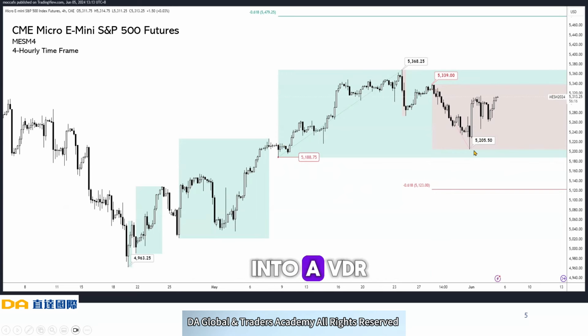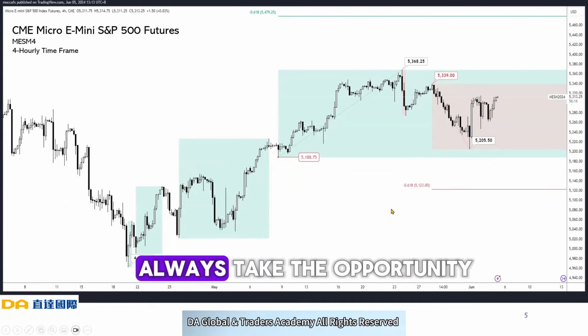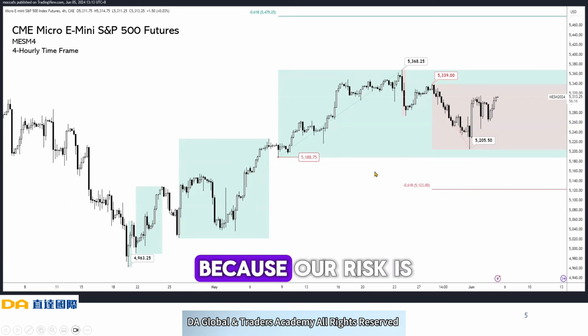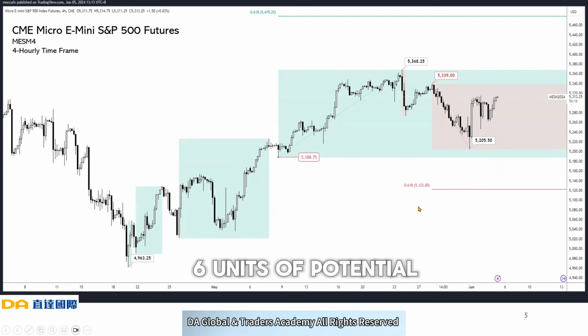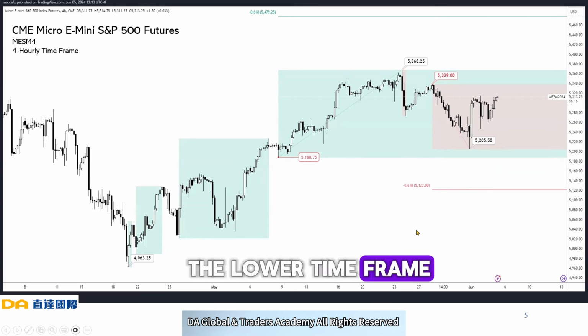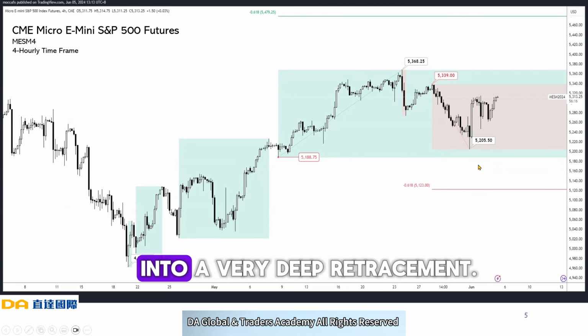The market has gone into a VDR, and that is where you need to be buying. Okay, so because the dominant trend is up, we want to be buying, and where is the best place to buy? Like I say, if the market ever gives us a chance, if they have a very deep retracements, always take the opportunity to go in to buy, because our risk is going to be limited to just below 5,188 and 3/4. So again, based on a 4 hours time frame, this is 1 unit of risk, and 1, 2, 3, 4, 5, 6 units of potential profit. So in the lower time frame, it becomes even more lucrative to buy when the market goes into a very deep retracement.